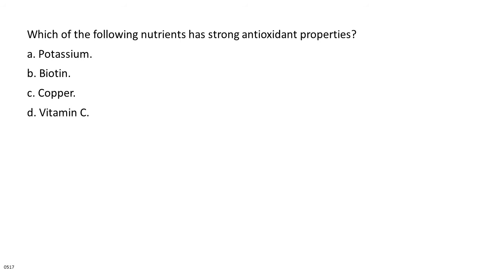Which of the following nutrients has strong antioxidant properties? A. Potassium. B. Biotin. C. Copper. D. Vitamin C.